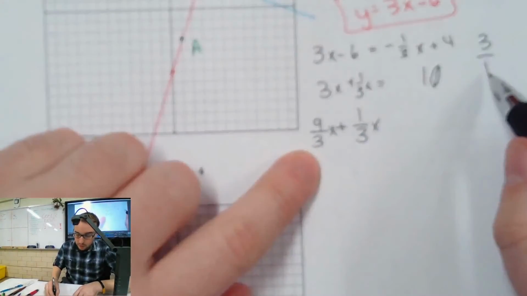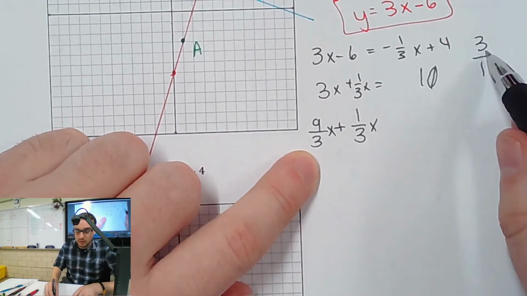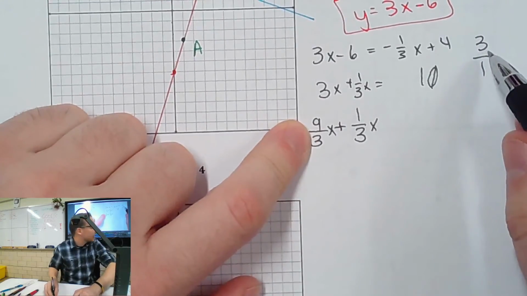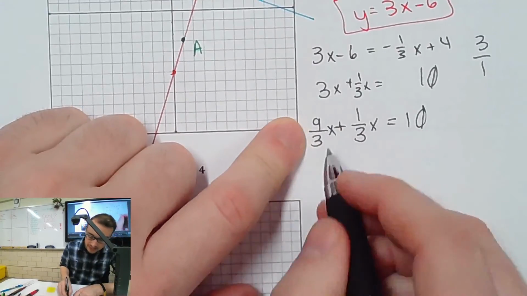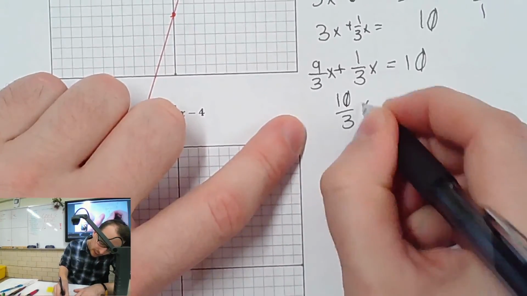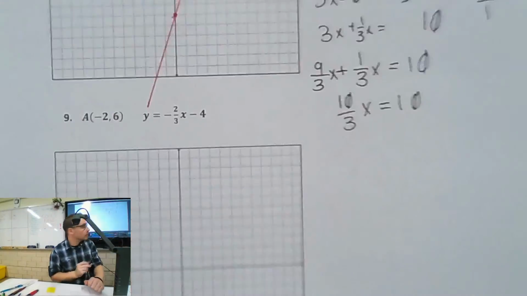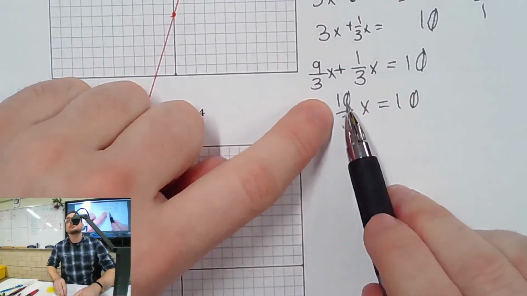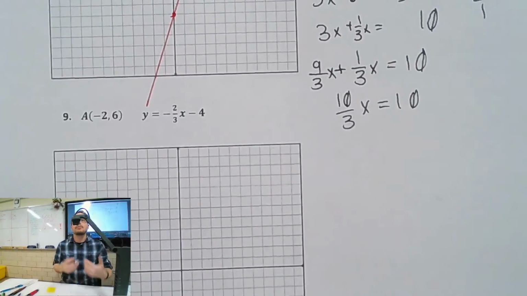Another way to think of it is 3 is just 3 over 1. How do I make the 1 a 3? I multiply by 3, right? So I multiply by 3 to the top as well. That's common denominators. If I've got 9 thirds and you have 1/3, how many thirds do I have? 10 thirds x equals 10. Now we have a choice. We can either get rid of the divide by 3 or the times 10 first.